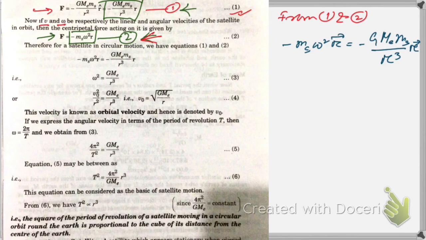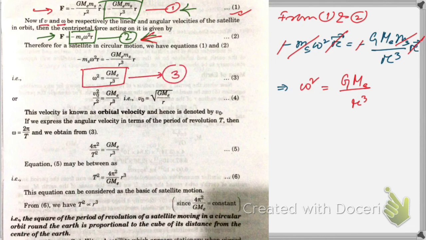So here also you have the r vector. If you write the centripetal force in vector form, there should be an r vector. So you can see clearly which terms can be cancelled out. m_s gone, r gone, minus also gone. So omega square is equal to capital G capital M_E by r cube. That's what we have got. This is equation number 3.